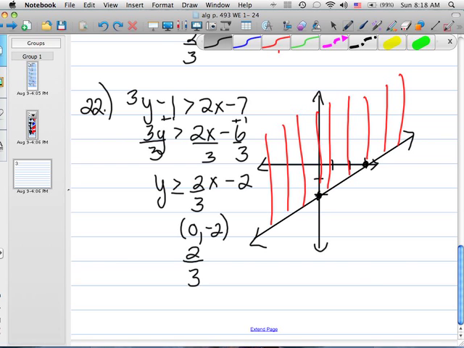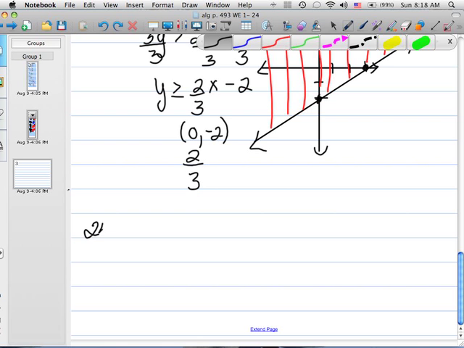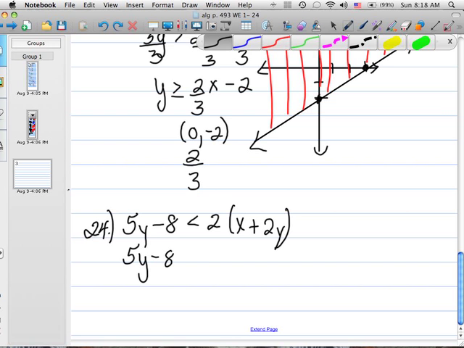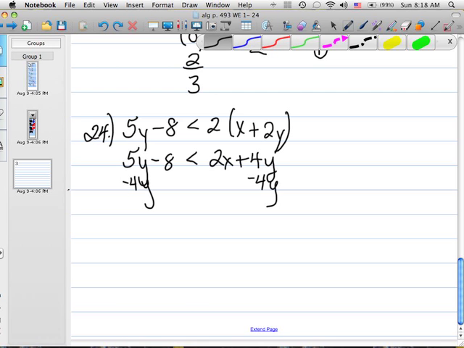And the last problem, number 24. We have 5y minus 8 is less than 2 times the quantity x plus 2y. So we're going to simplify the right side first. That's 2x plus 4y. So we want to get the y's on one side, so we're going to subtract 4y from both sides. So we get y minus 8 is less than 2x. Add the 8 to both sides. So our final inequality before we get the boundary is y is less than 2x plus 8.